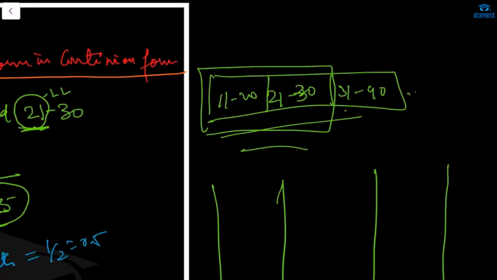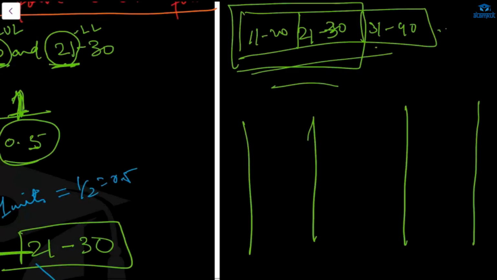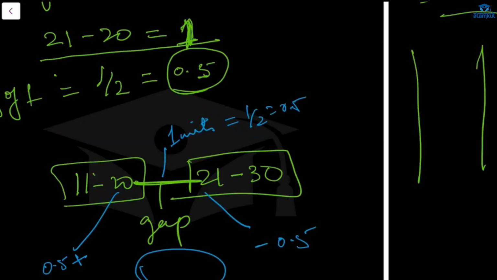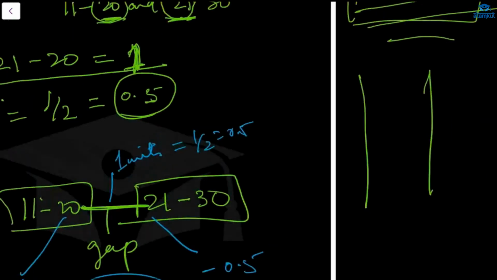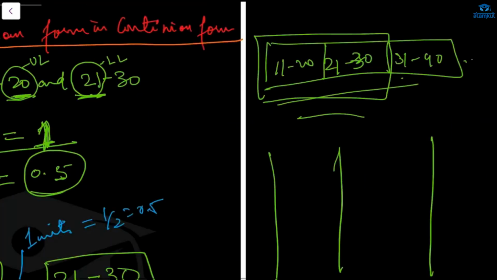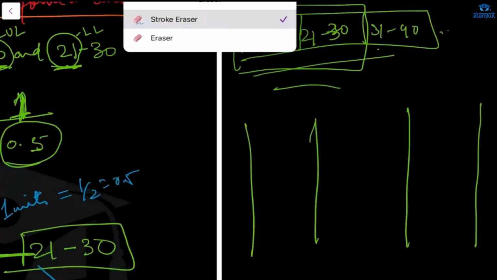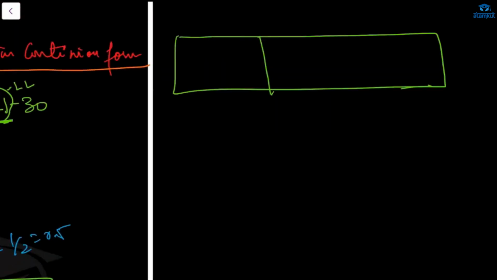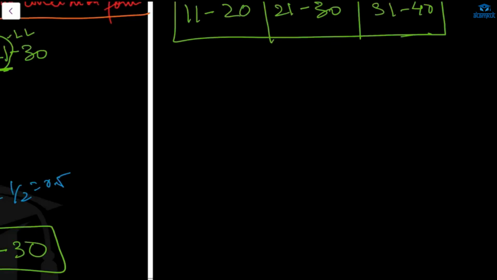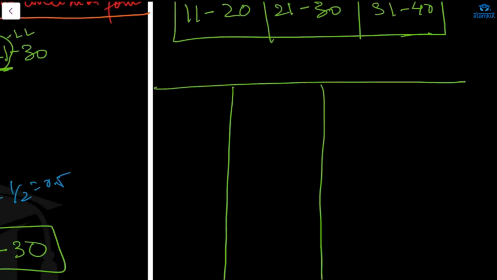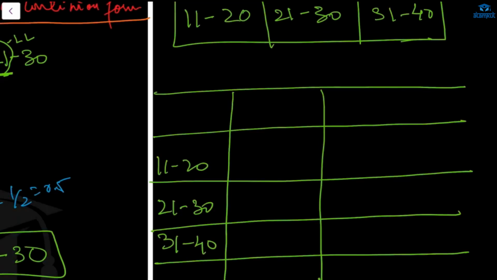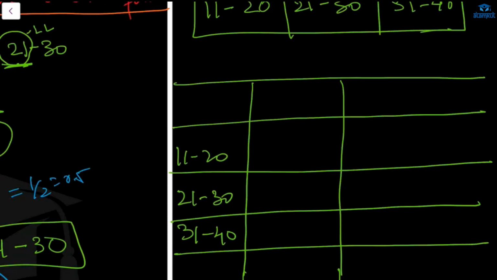So what we are going to do is subtract. Wait, I will write it here so that we make it properly. You have 11 to 20, 21 to 30, 31 to 40. If you are going to make the chart here, then it will be okay. Now the new intervals that we are going to have.